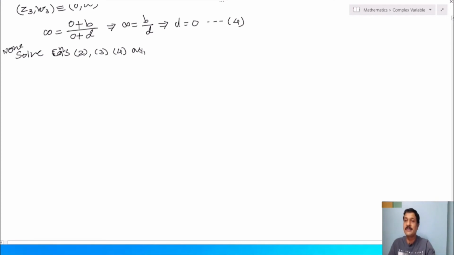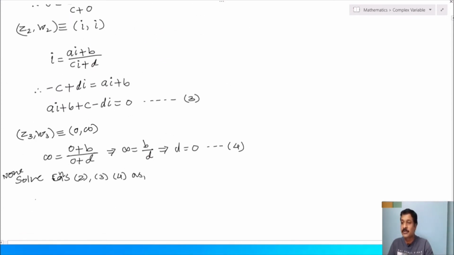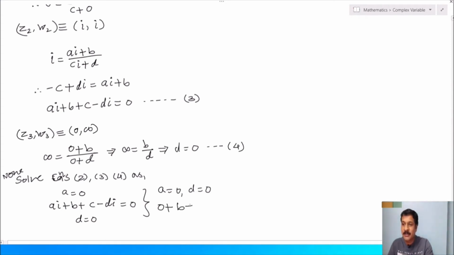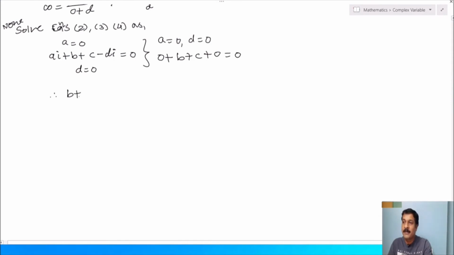What is equation number 2? That is A equal to 0. What is equation 3? That is AI plus B plus C minus DI equal to 0. And equation 4, D equal to 0. If we solve this, I am getting A equal to 0 and D equal to 0. These values you put here. So I am getting 0 plus B plus C plus 0 equal to 0. So therefore, B plus C equal to 0. This implies that B equal to minus C.